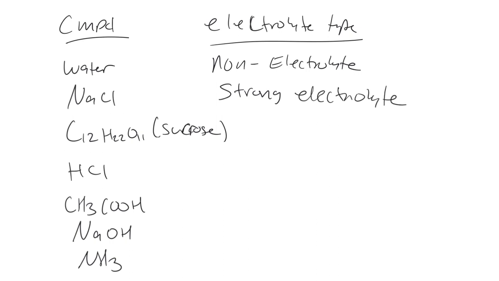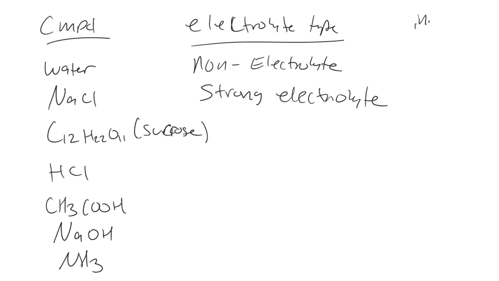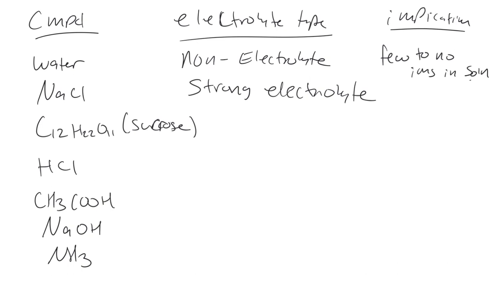We'll see a weak electrolyte in a minute to contrast how bright that light bulb was, for something else that lights it up a little bit, where water doesn't light it up at all. So the implication, let me write that in here, implication. So we have very few to no ions in solution for the pure water. So for water, not really ionizing.